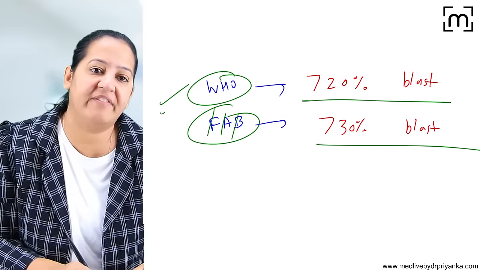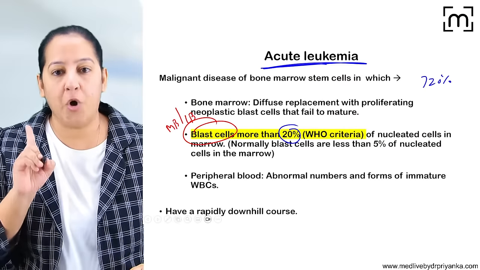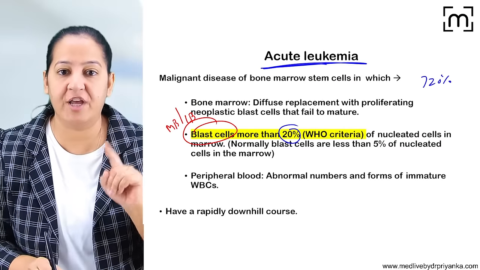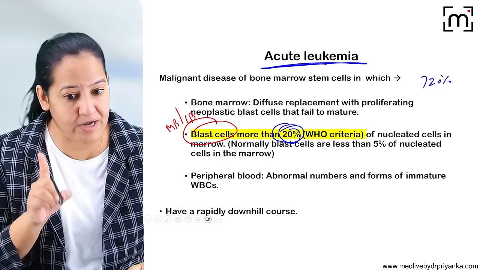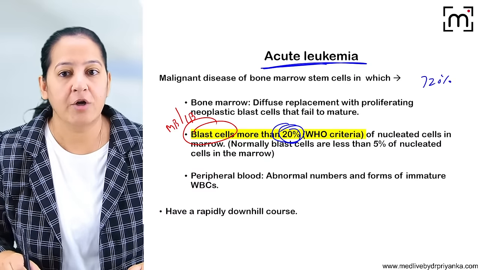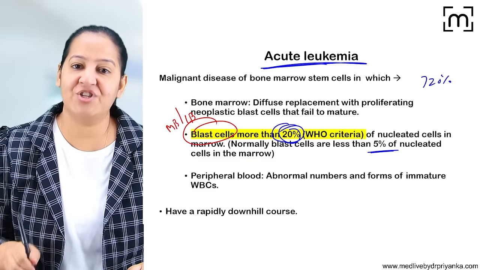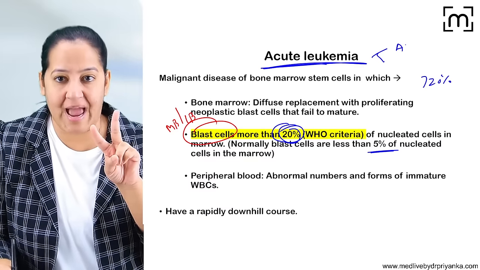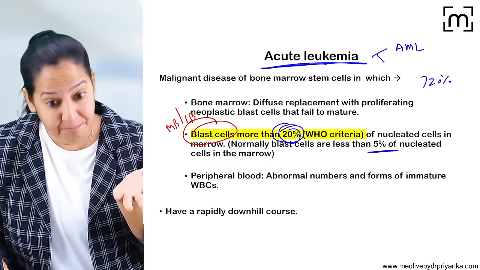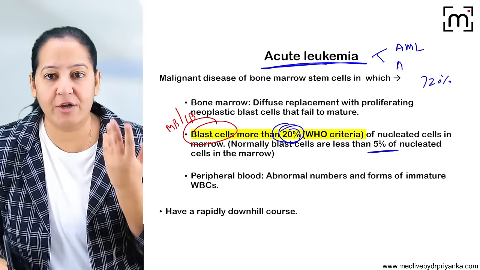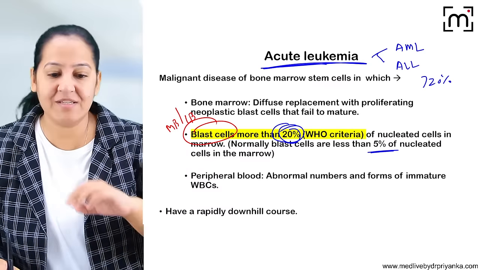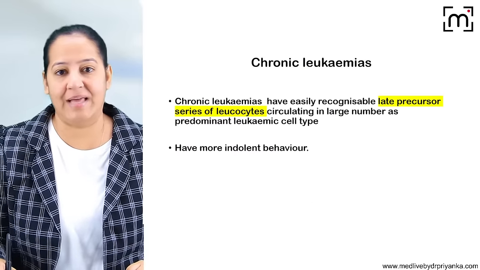Usually we consider the WHO. So please, according to WHO, the criteria for acute leukemia is minimum 20% blasts, more than 20%. Normally it is less than 5%. How many of you got it? So this is the definition of acute leukemia. I taught you two definitions: acute myeloid leukemia, that is myeloblasts more than 20%, and acute lymphoid leukemia, that is lymphoblasts more than 20%. Got it?